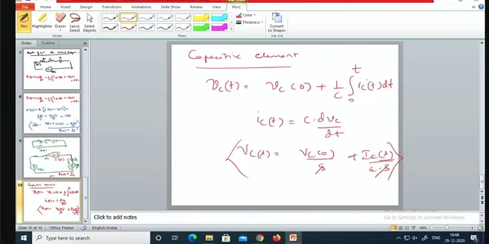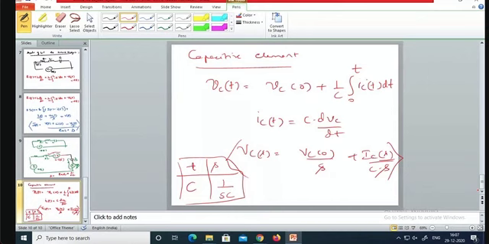Whenever you get a capacitance in the network, this is a time domain network, and you have to replace that capacitance by 1 by SC in the network. This is the important thing in the Laplace domain.